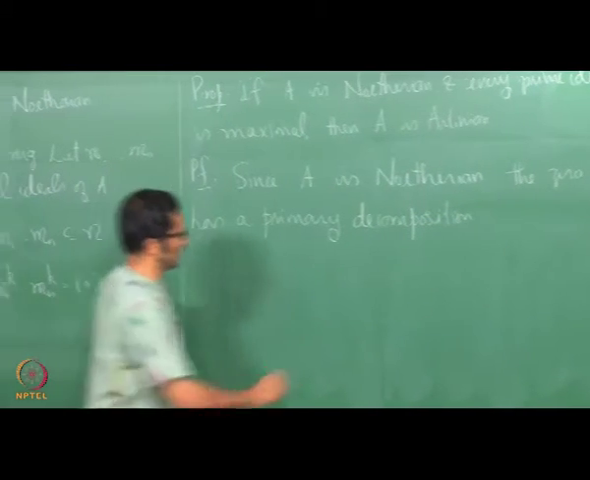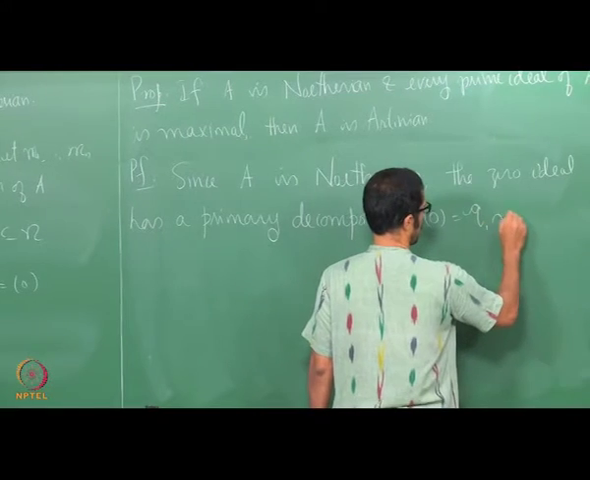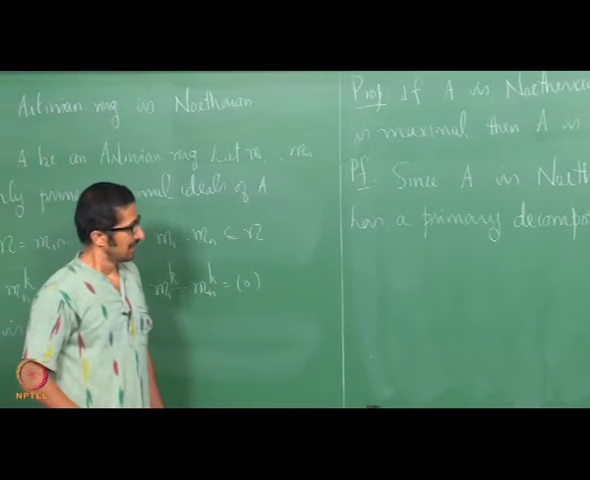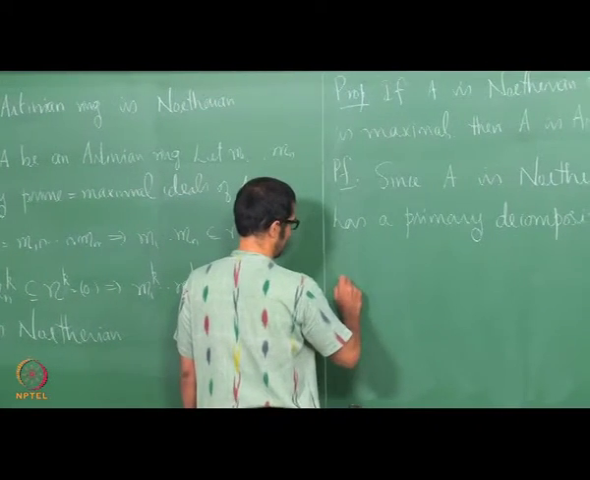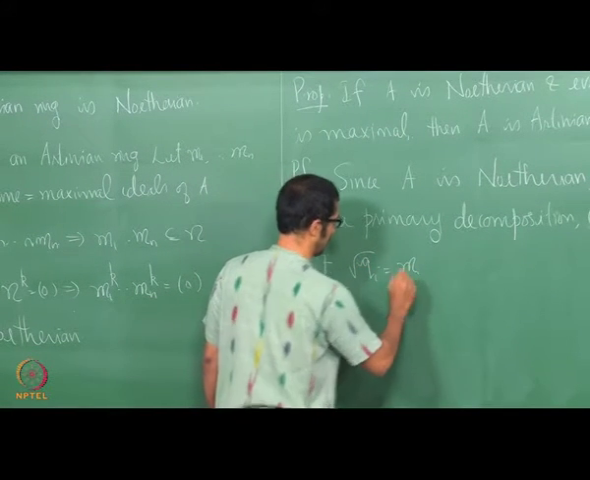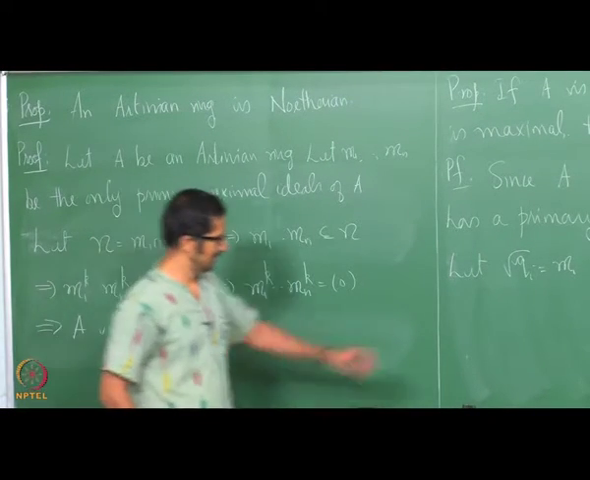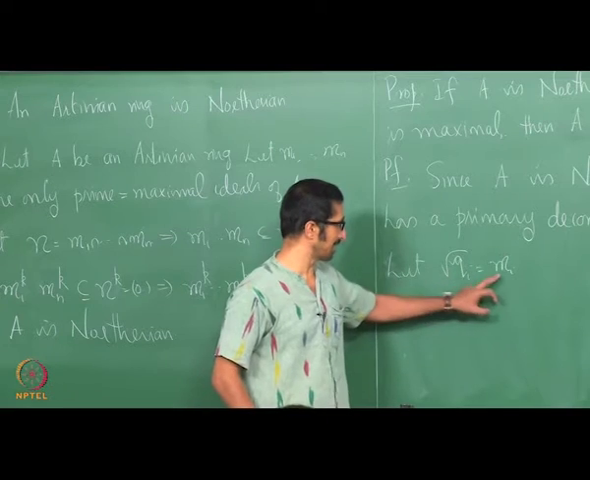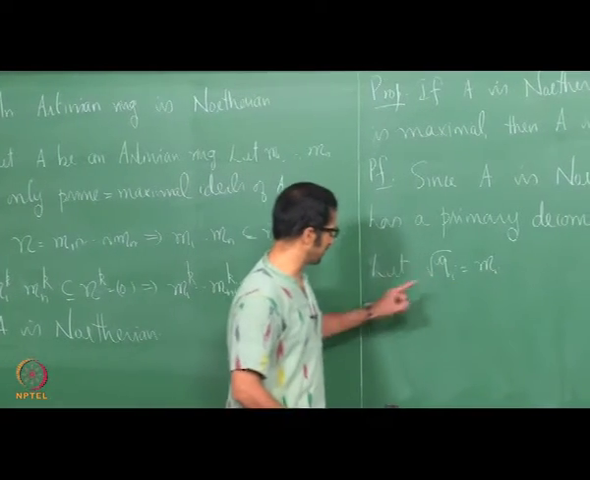Yeah. So let us write 0 equal to Q1 intersection up to Qr. Now each radical of Qi, so let radical of Qi be equal to Mi. I mean this is a prime ideal, but our assumption is that every prime ideal is maximal. So radical of Qi is Mi.